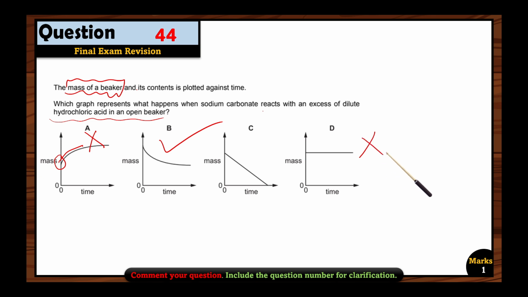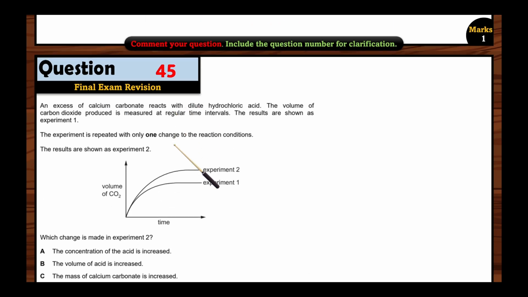This graph is the same, so it's not right. This one is actually not practical. It's not possible. The mass usually decreases gradually, not just like this one. So this is not a practical graph, or it's not related to reality. So that's why option B is the only right option.